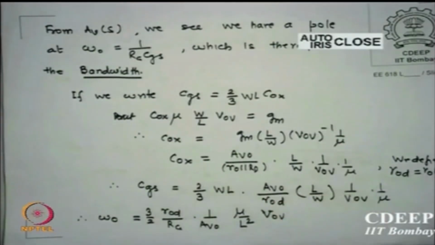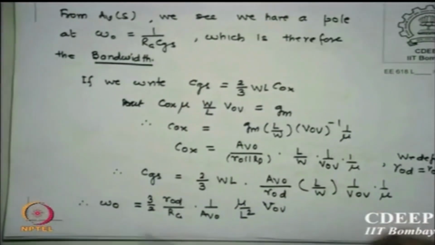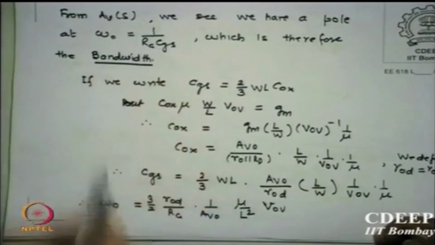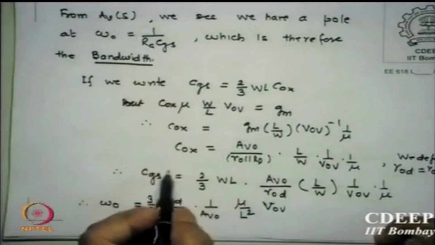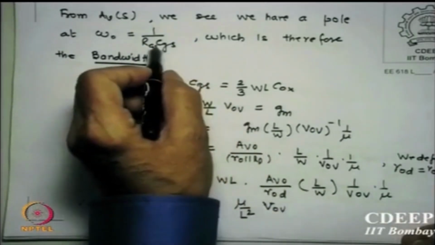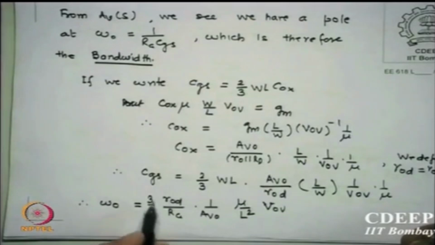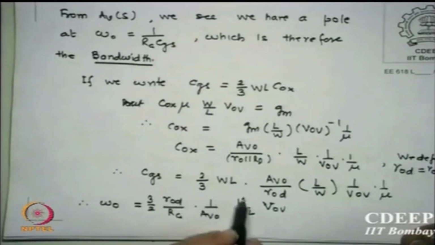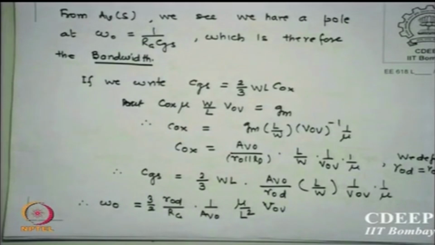1 upon mu. If I see very carefully now, this W0 if I substitute back here. Now CGS I have calculated this long expression, I substituted in my bandwidth terms: 3 by 2 ROD by RG, 1 upon AV0, mu upon L square into VOV. This is the expression I get for my bandwidth.